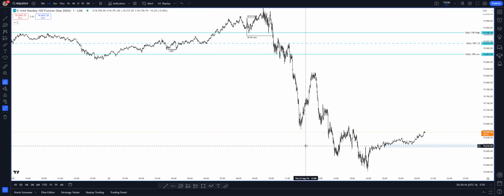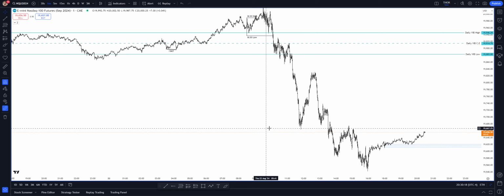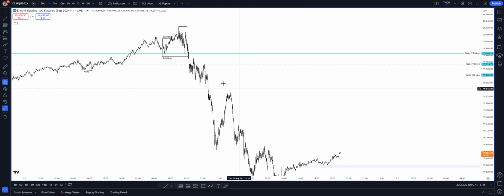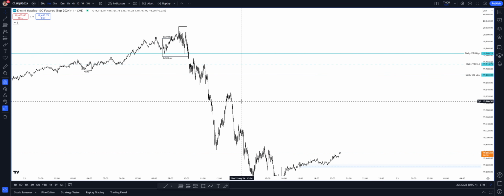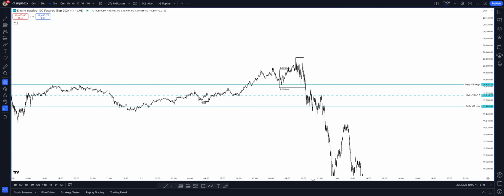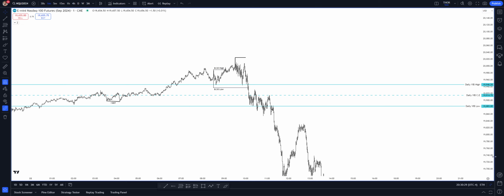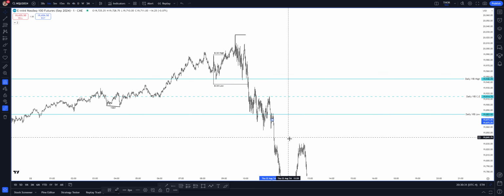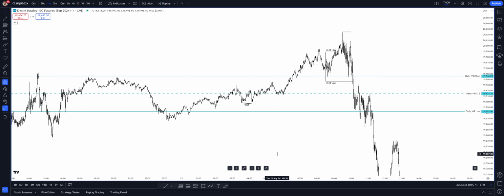Today's date is August 22nd. It's a Thursday. We had a trending day to the downside. Pretty clean price action if you were on side with the market directionally. So let's walk through what happened.